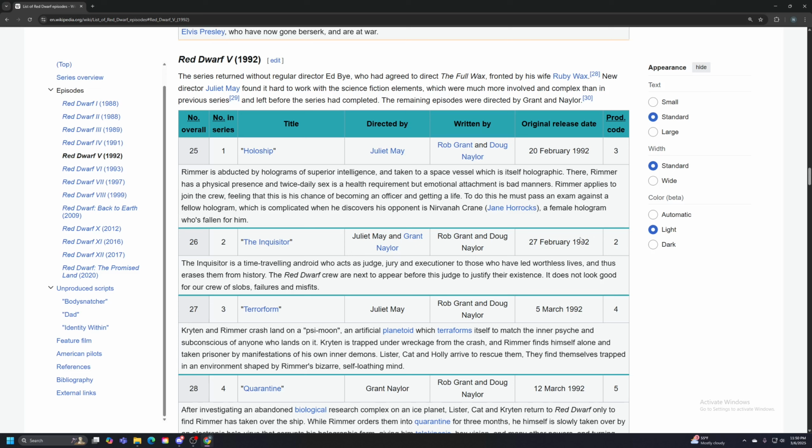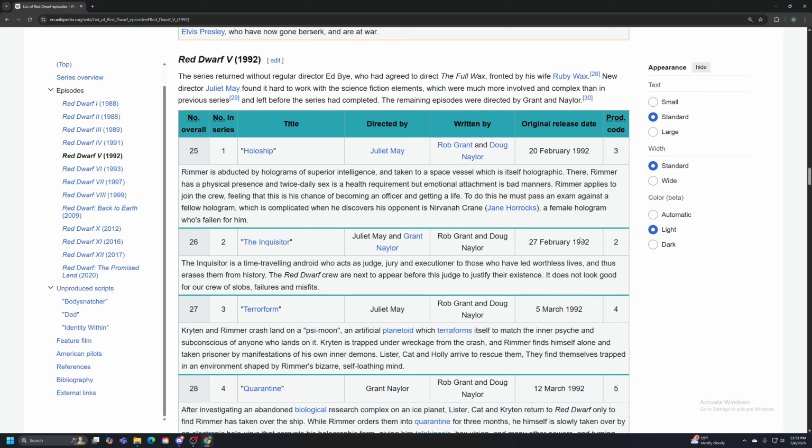Rimmer is abducted by holograms of superior intelligence and taken to a space vessel which itself is holographic. There, Rimmer has a physical presence, and twice daily sex is a health requirement, but emotional attachment is bad manners. Rimmer applies to join the crew, feeling that this is his chance of becoming an officer and getting a life. To do this, he must pass an exam against a fellow hologram, which is complicated when he discovers his opponent is Nirvana Crane, acted by Jane Horrocks, a female hologram who's fallen for him.